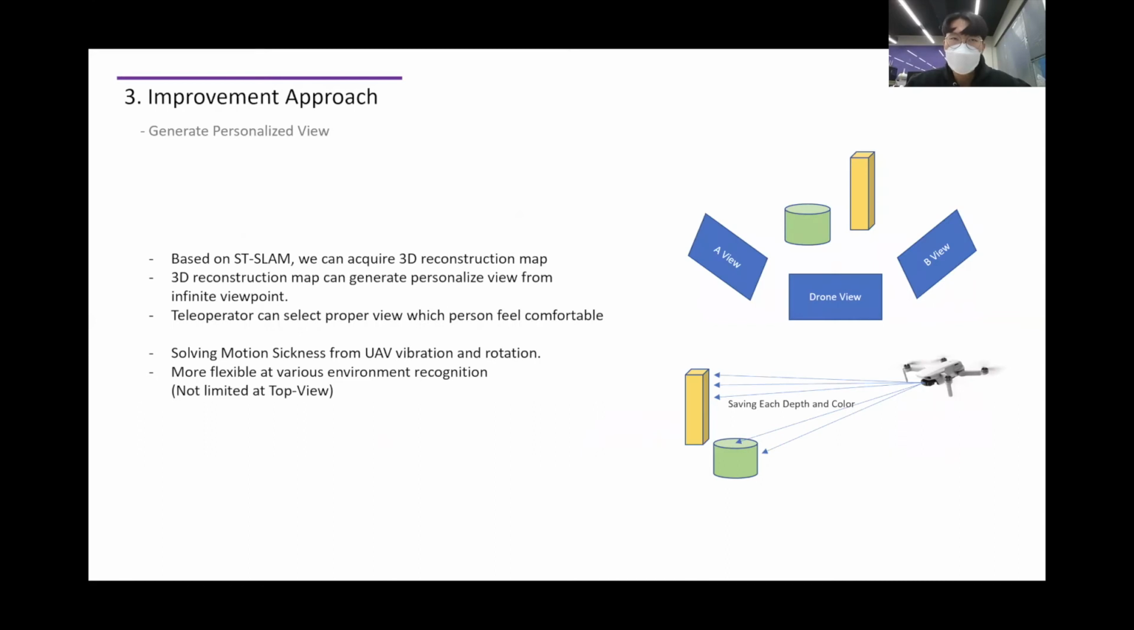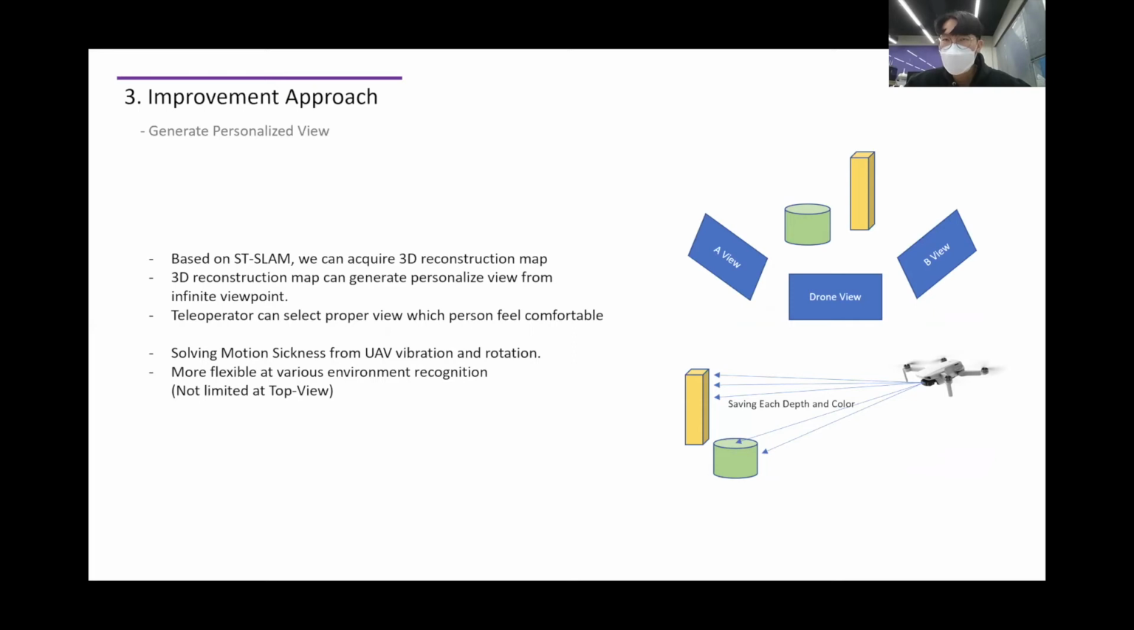We use short-term mapping for real-time performance. Also, most search and rescue missions consist of diverse environments that change every moment. So we use short-term SLAM, which uses only submap keyframes, not a global map and optimization. Based on short-term mapping, we can reconstruct the scene.